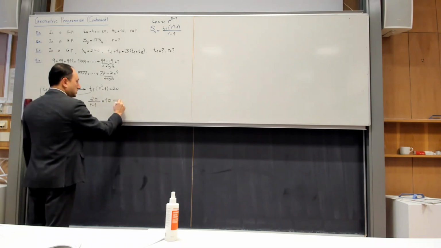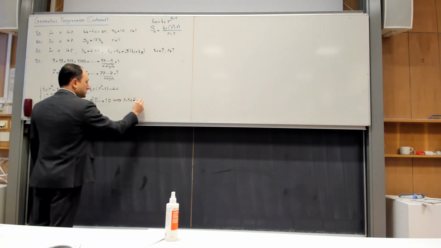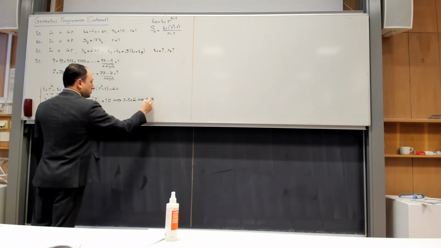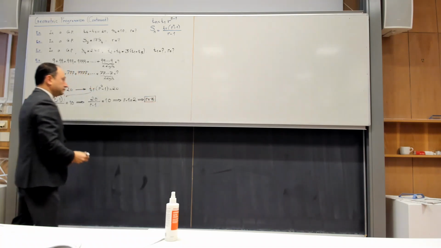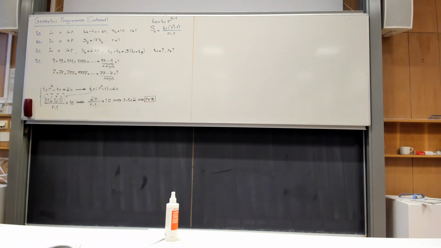So r minus 1 should be 2, because 20 divided by 2 is 10. So this means that r minus 1 is 2. So it's very, very simple. You see, r is equal to 3. And that is exactly what is demanded in the problem.